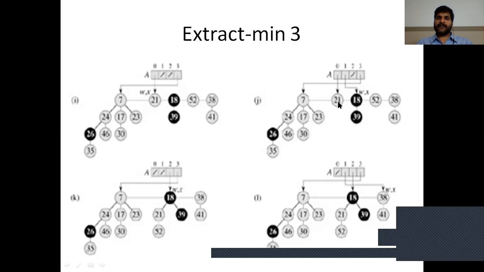Now 21 has degree 1, and degree 1 is already recorded. So 21 is the maximum key with respect to 18. So 21 becomes the child of 18. Now degree equal to 2. Then 38 and 41 degree equal to 1. Now it is the extraction of Fibonacci.